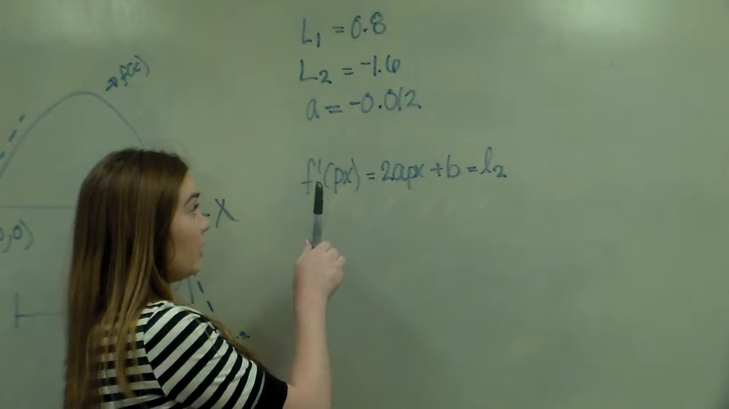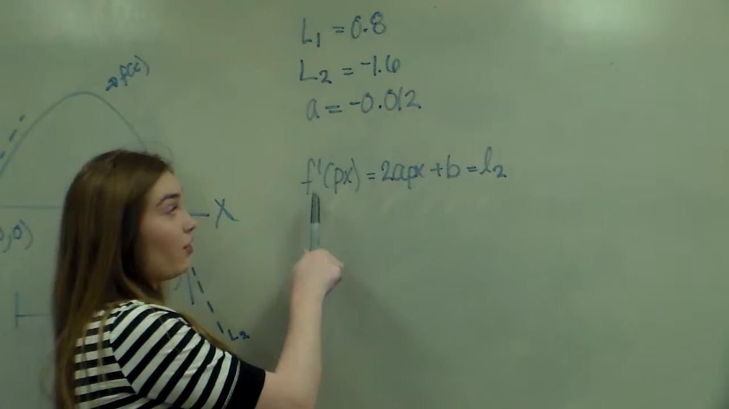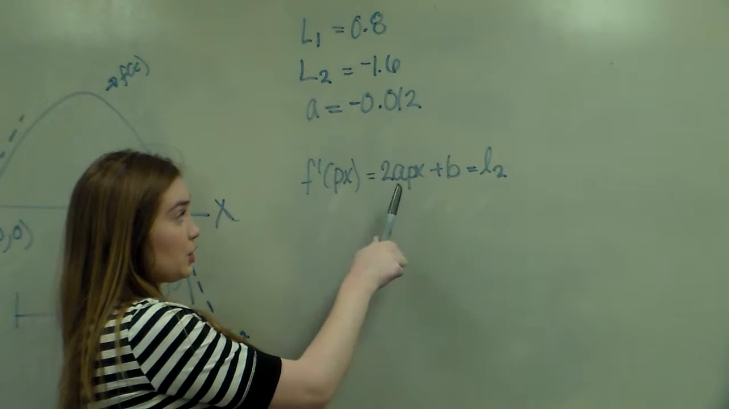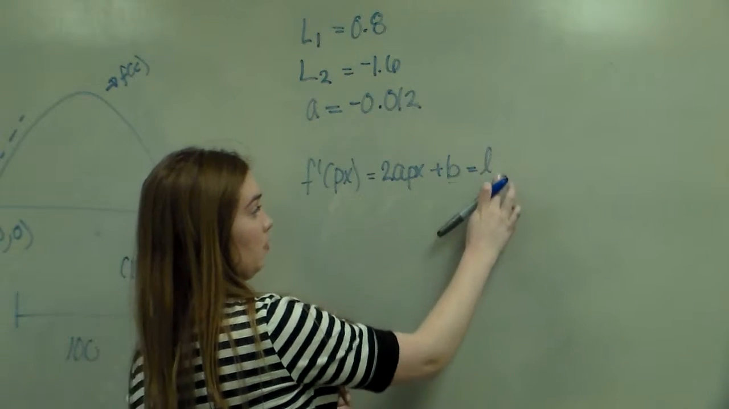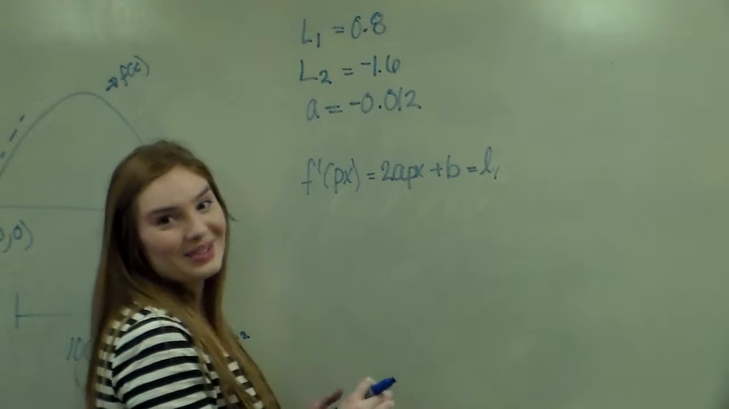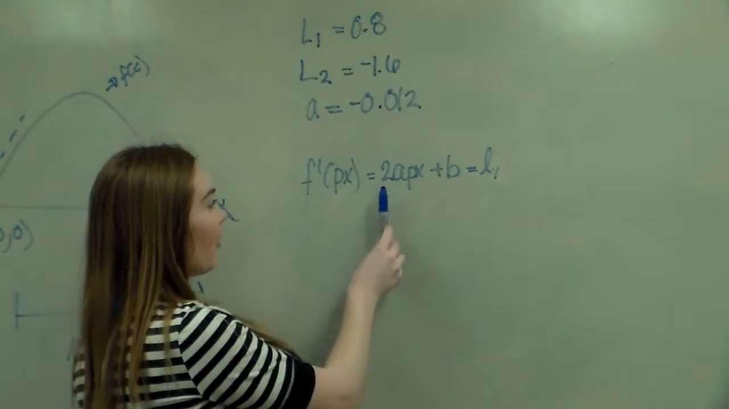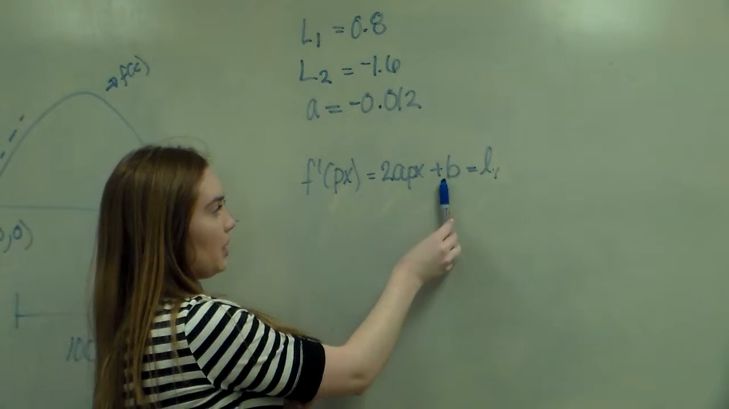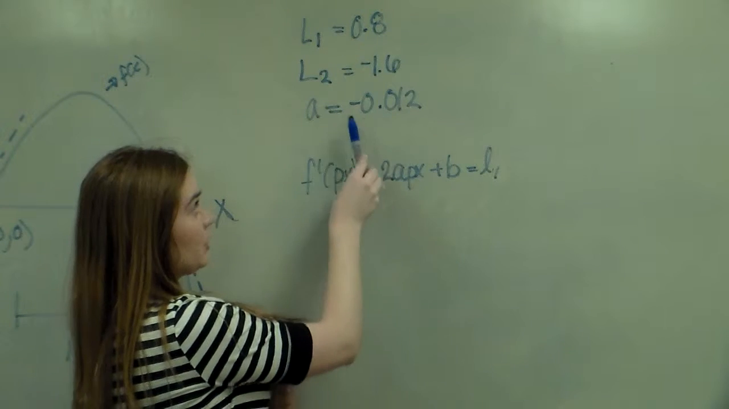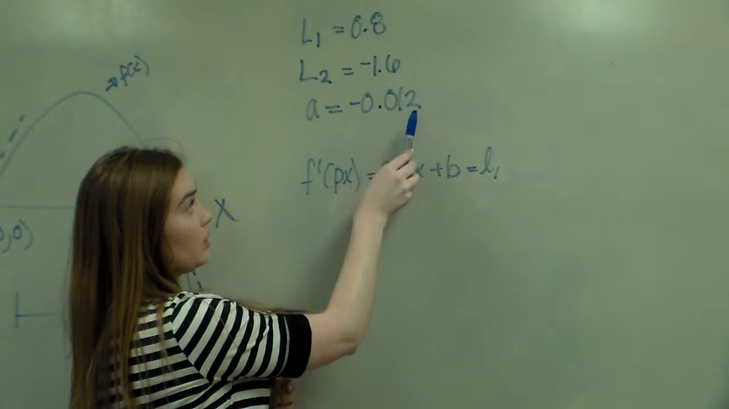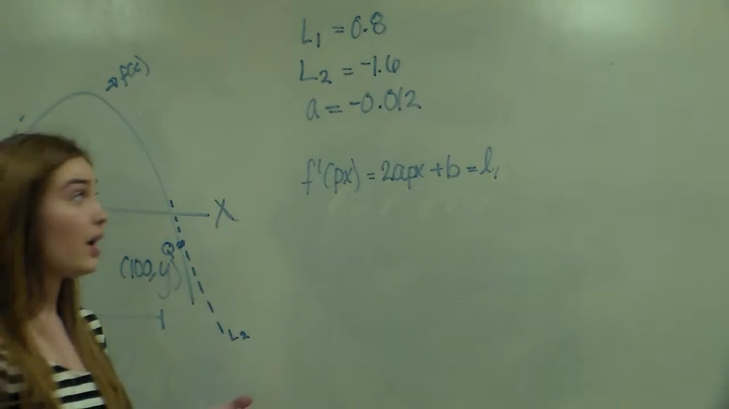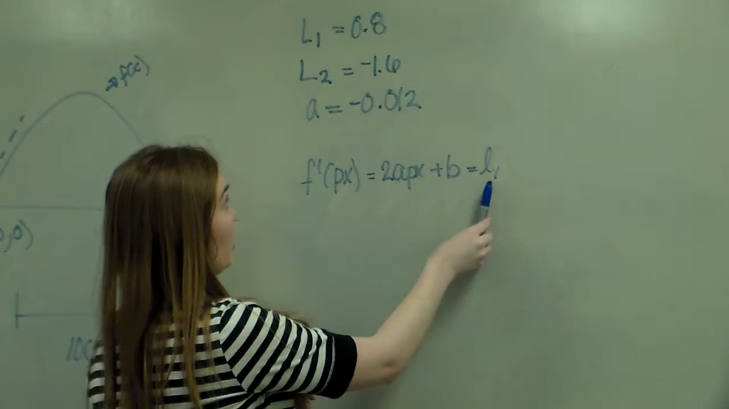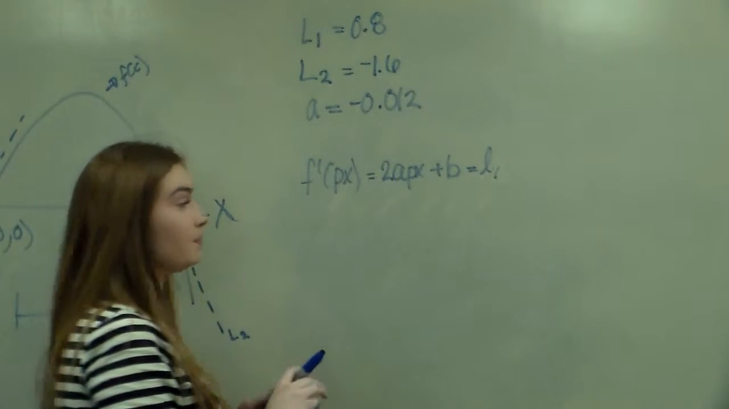So we're going to use the equation of the first derivative of f at p of x, which is 2 times a times p of x plus b equals L sub 1, because we have all the unknown values except for b. So we're going to plug in a, which we said was negative 0.012, p of x, which we know is our origin, so it just equals 0, and L sub 1, which we know is 0.8.